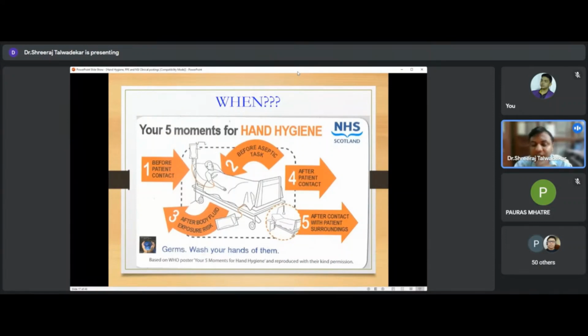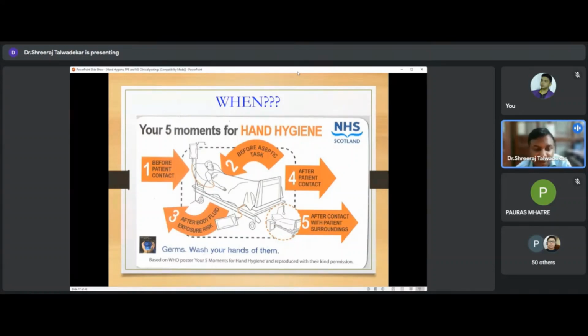Transient flora means it is just on the superficial layer of the hands, and then you might transmit it to your family members or the other patients when you are going to touch the other patient. So this is one of the modes of transmission. So never forget, even when you touch the patient's surroundings, after that you have to do the hand hygiene.